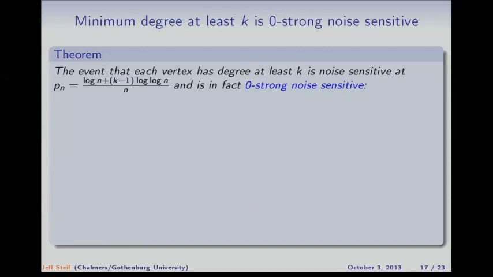It turns out that for the event of having at least k edges coming out of every point, the correct value of p you should take so that this probability is non-degenerate is log n plus (k minus 1) log log n over n. And it turns out, if you look at this event, degree at least k, at that p_n, it is noise sensitive. And moreover, it's zero strong noise sensitive.